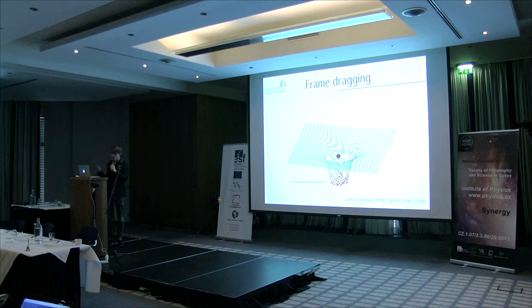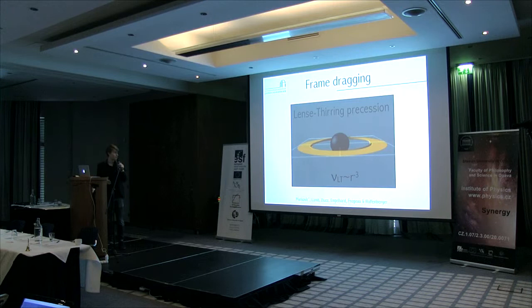frame dragging. A lot of people have talked about this already, so I'll keep it brief. If the black hole in the middle, the artist's impression there, is spinning, then it should drag space-time with it. If a test mass tries to orbit around this black hole in a gravitationally bound orbit, and its orbital plane is misaligned with the spin plane of the black hole, like this, then its orbit will precess. This is called Lense-Thirring precession, after the authors that originally derived it in 1918. In the weak field limit that Lense-Thirring derived it in, the precession frequency is proportional to r to the minus 3. So the closer in the test mass is, the faster it wants to precess.